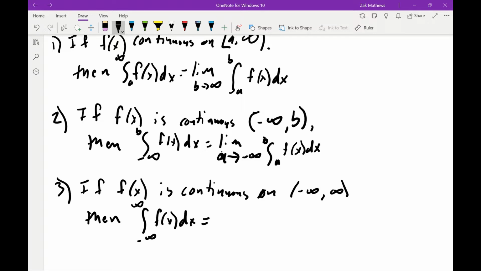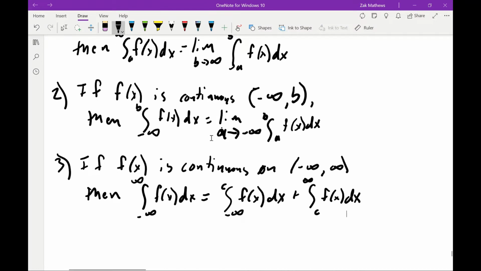We can express it as the integral from negative infinity to a set value, we'll call it c, of f of x dx. We can add that to the integral from c to infinity of f of x dx. And so then these are back to what we did in steps 1 and 2. We have the integral from negative infinity to a set value like we did in 2, and then from a set value to infinity. So then we're back to just using parts 1 and 2. Then use 1 and 2.